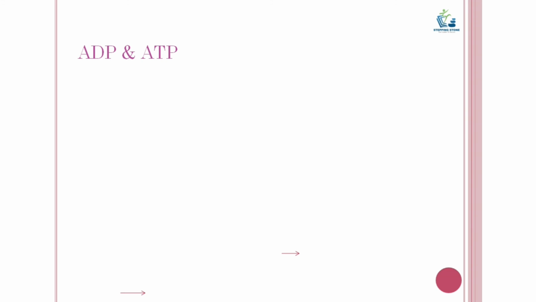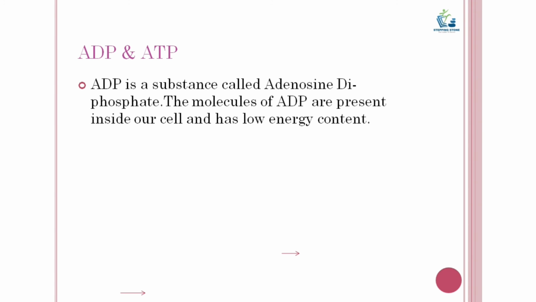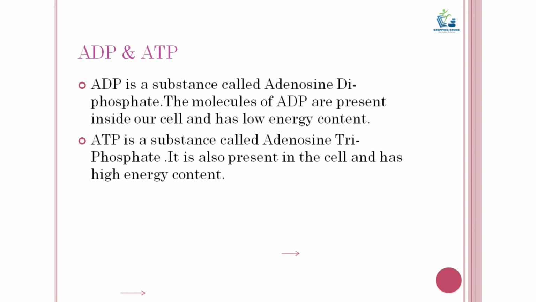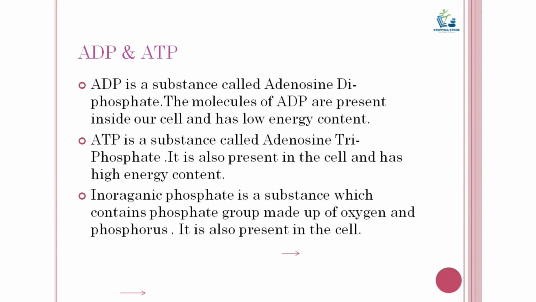So first let us see what these terms ADP and ATP are. ADP is a substance called adenosine diphosphate. The molecules of ADP are already present inside our cell and they have very low energy content. ATP is a substance called adenosine triphosphate. It is also present in the cell and has high energy content. Inorganic phosphate is a substance which contains a phosphate group made up of oxygen and phosphorus. Inorganic phosphate is also present in the cell.